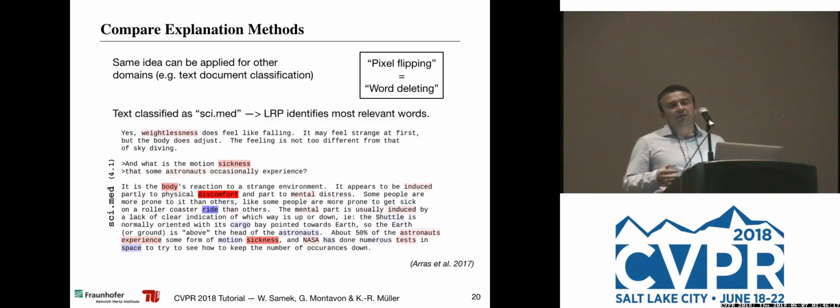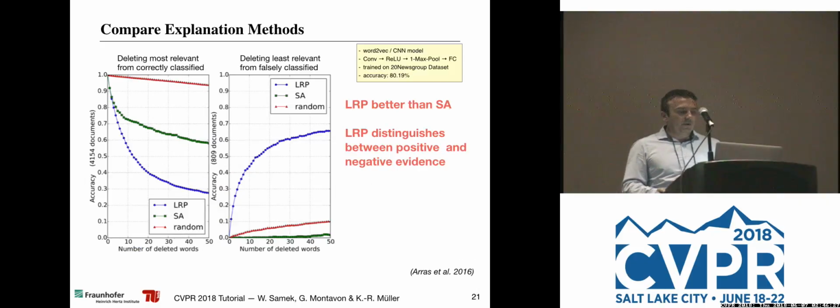But we want to evaluate and compare these different heat mapping methods using this pixel flipping or word deleting technique. So we did this also here, and the left curve shows the example. If you randomly delete words, by deleting I mean every word is represented by a word2vec vector, and we set this vector to zero. If you randomly set words to zero, the decrease of the accuracy is only minimal. If you do it according to sensitivity analysis, you get a much higher decrease. And if you do it with LRP, the decrease is even higher.